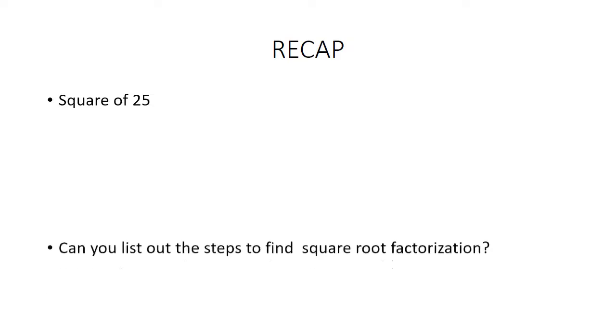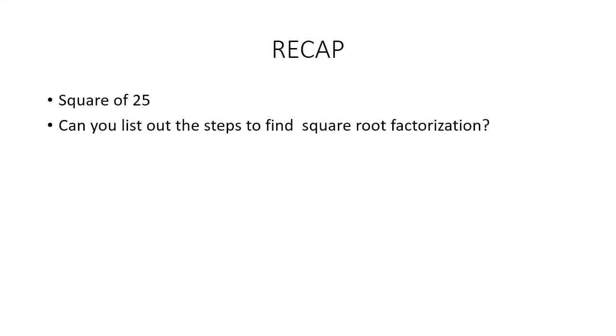In the previous class, we have learnt about the method of finding square root by factorization. Let us have a small recap. Find the value of the square of 25. Yes, good. 25 square is 625. Can you list out the steps to find square root by factorization? Step 1. Split the given number into prime factors. Step 2. From each pair, select one prime factor. Step 3. Find the product of the selected factors.